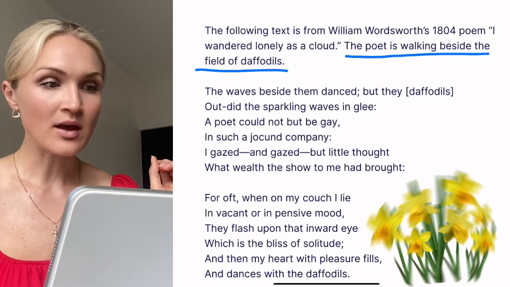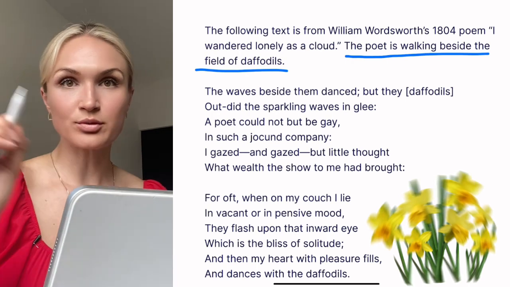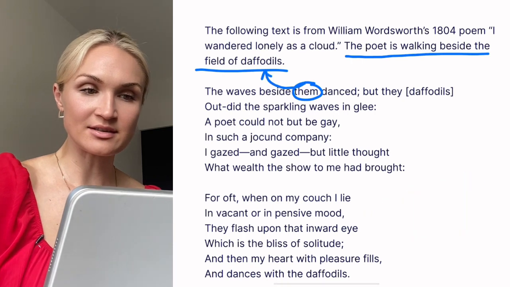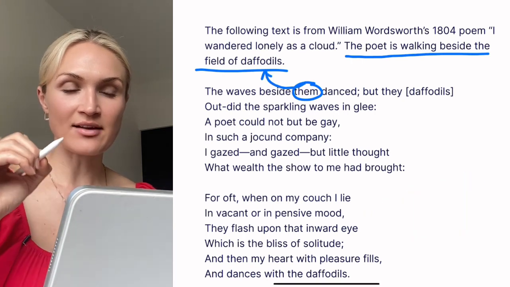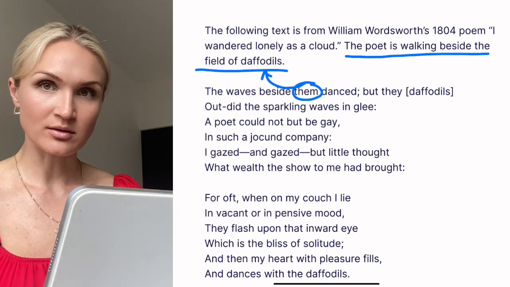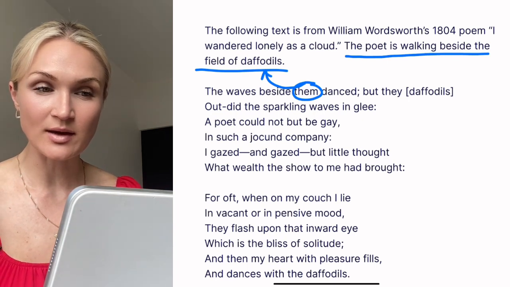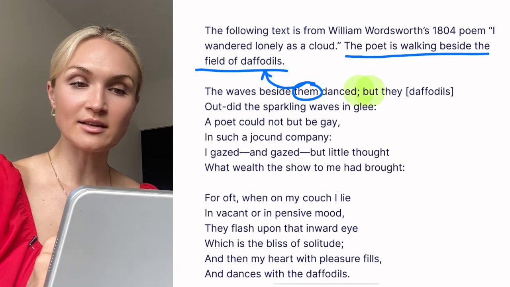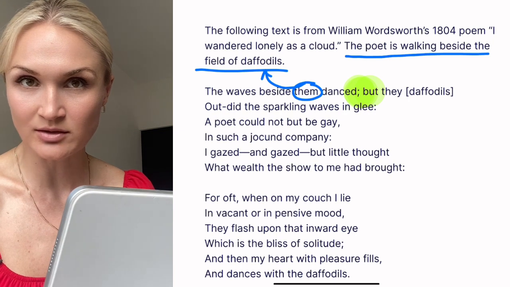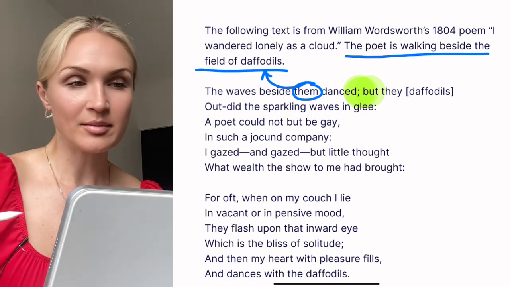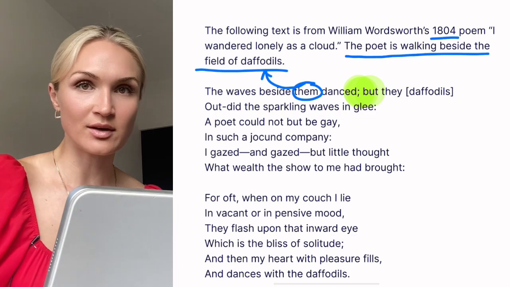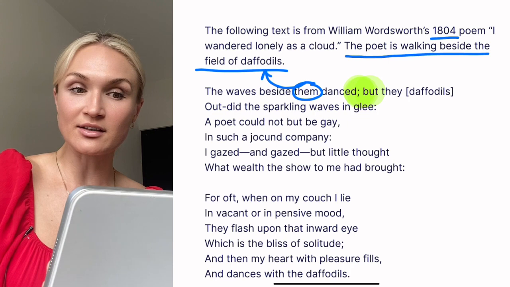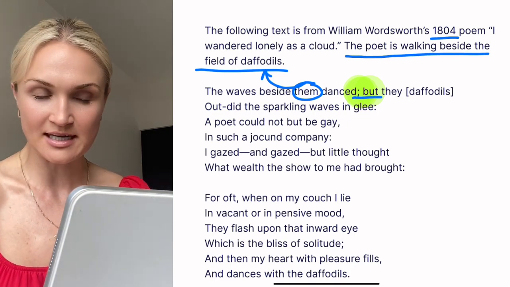And let's start reading. The waves beside them, pronouns. Pronouns always need to be traced: beside daffodils, right? The waves beside daffodils danced. Semicolon. That means that's a separate idea. Then another one. Semicolon and but. Just a side note. Never on the College Board grammar section would a semicolon and a fanboy be correct. But listen, this is poetry and this is 1804. William Wordsworth is allowed to do whatever he wants. But we are never going to repeat that on the College Board's grammar section.